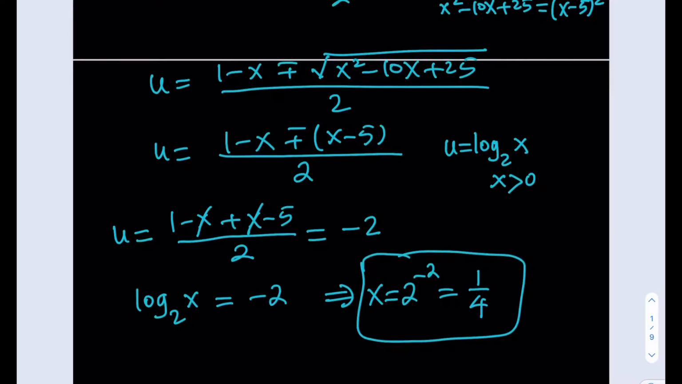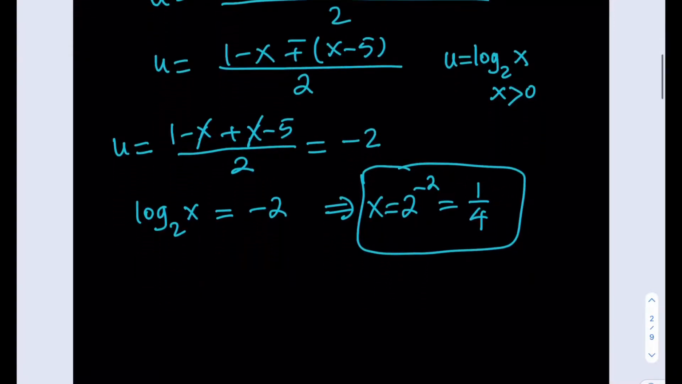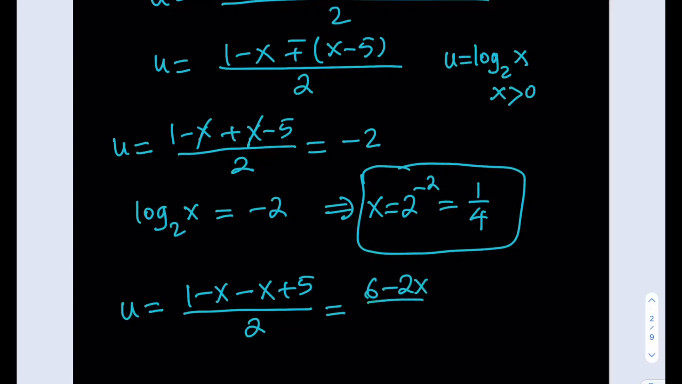But what is the other solution? That's going to be more interesting. Okay, let's do that one. This time the minus version, minus x plus 5 divided by 2. And then if you simplify this, you get 6 minus 2x divided by 2, meaning that u can be written as 3 minus x.